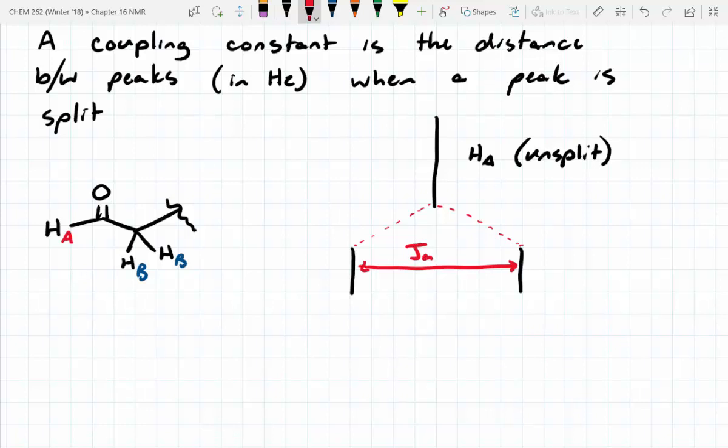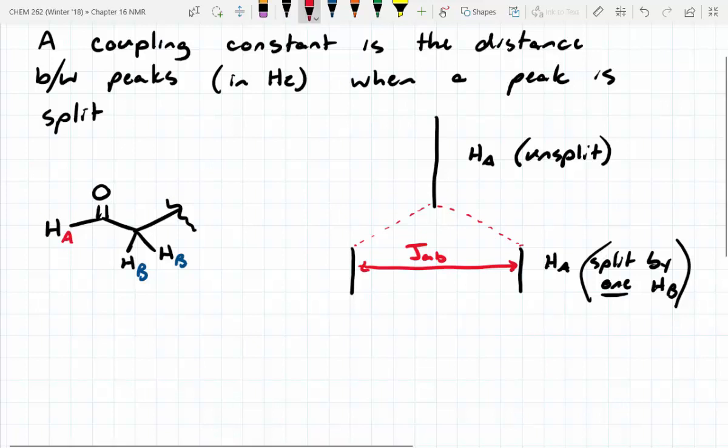So we'll call this JAB. And that's basically saying HB splits it this wide. And then if we look at this, we'd say, all right, this is HA split by 1 HB, not by both of them yet. But we've got the second HB proton next door that can split this one more time. And the splitting will occur at an equal magnitude, meaning it's going to occur at the same width. So if we do this again, if it's the same magnitude, that width should be exactly the same.